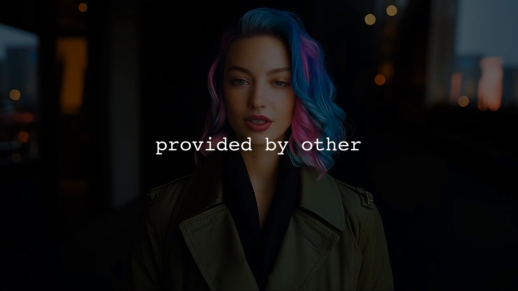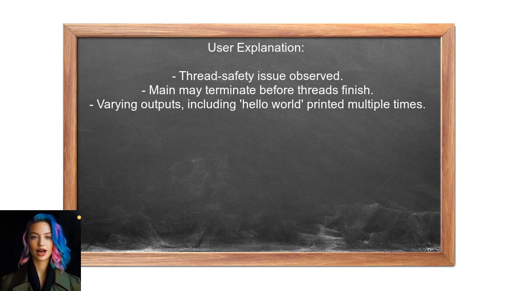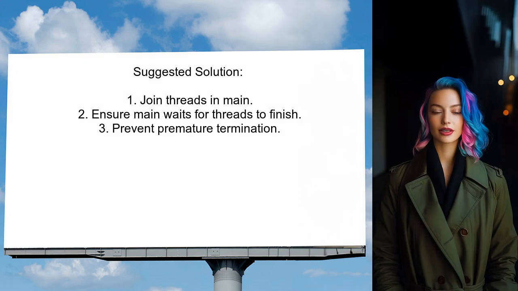Now, let's look at the answers provided by other users. The user explains that the unexpected behavior you observed is likely due to a thread safety issue. They ran the code multiple times and found varying outputs, including instances where "Hello World" was printed 3 times. This can happen because the main function may terminate before the threads finish executing, leading to incomplete outputs or multiple prints. To address this, they suggest joining the threads in the main function.